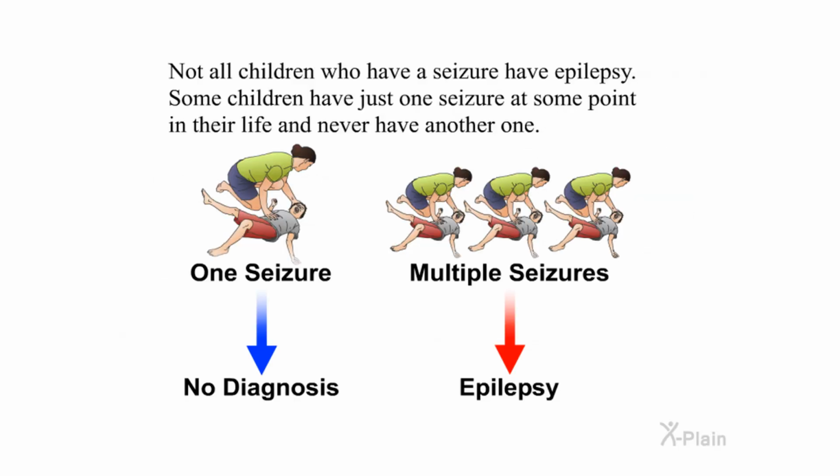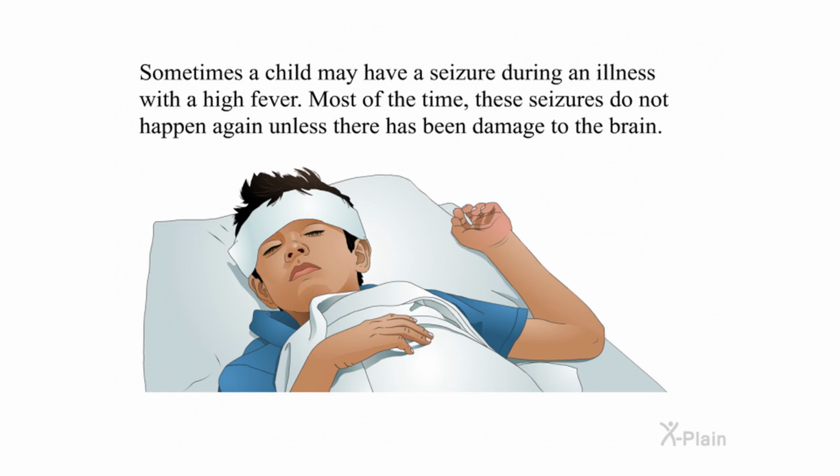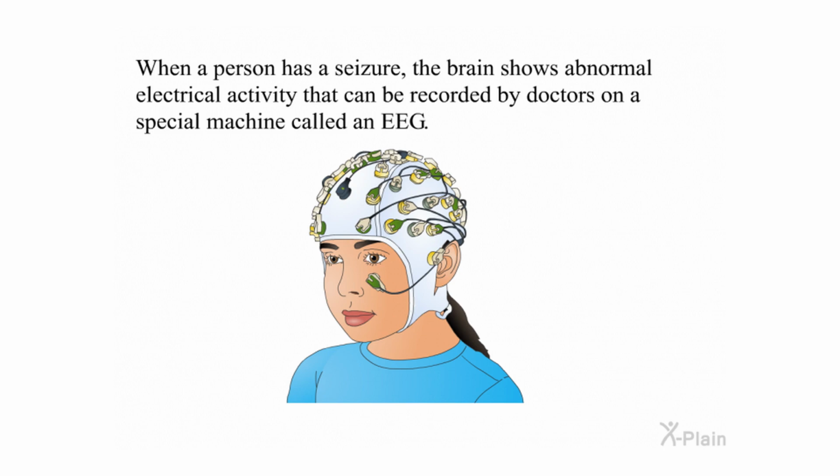Not all children who have a seizure have epilepsy. Some children have just one seizure at some point in their life and never have another one. Sometimes a child may have a seizure during an illness with a high fever. Most of the time, these seizures do not happen again unless there has been damage to the brain. When a person has a seizure, the brain shows abnormal electrical activity that can be recorded by doctors on a special machine called an EEG.